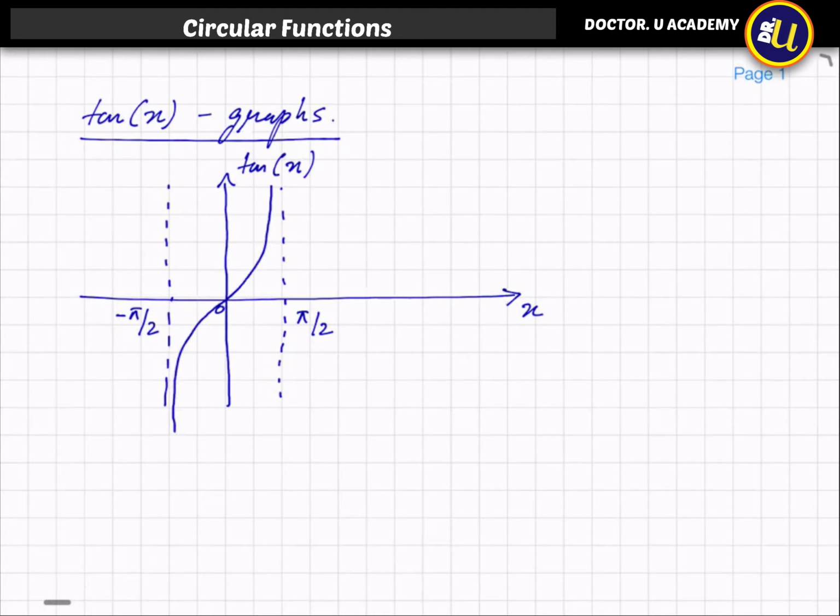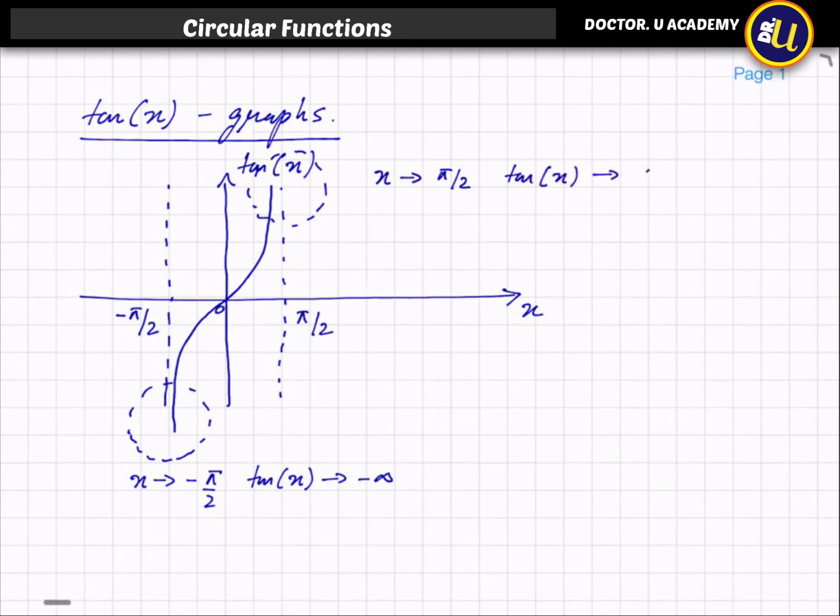Now here you will see two asymptotes. So this is an asymptote, right? When x goes to minus pi divided by 2, tan x goes to minus infinity, and that is an asymptote. There is another asymptote here. When x goes to pi divided by 2, tan x goes to infinity, right?